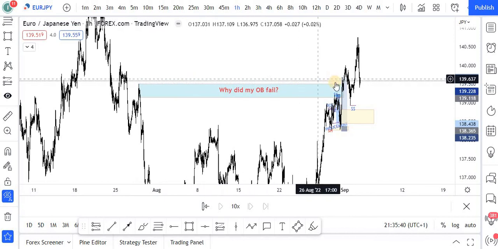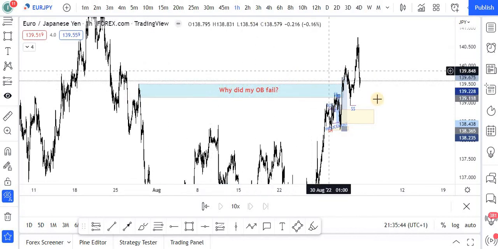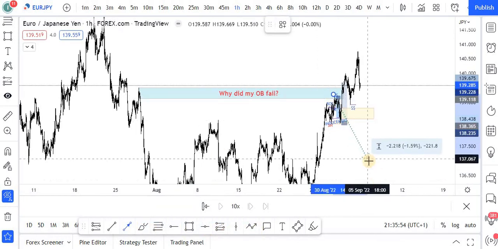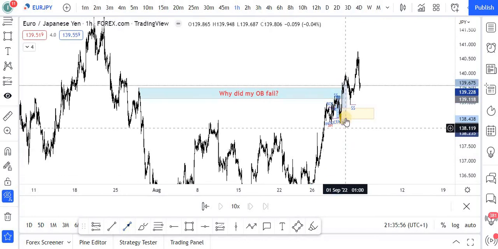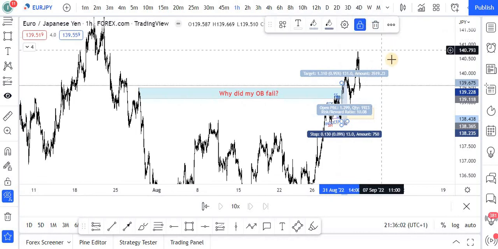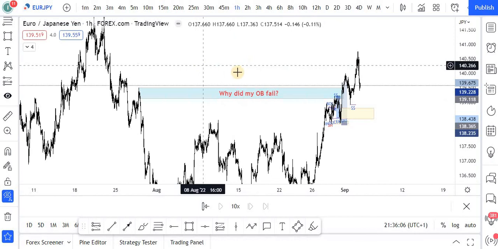That is where the OB was actually derived, and we're supposed to be going down. We're supposed to have price come down like this from the OB, but you can see that it actually failed. So what could be responsible for that? That's the question.